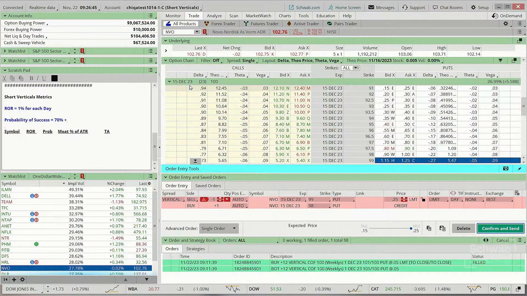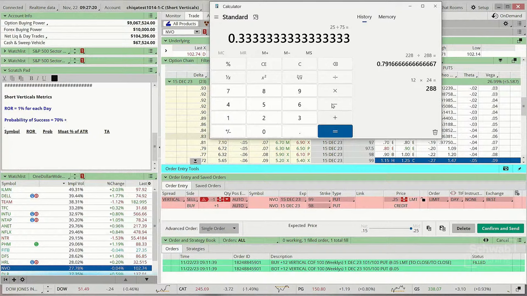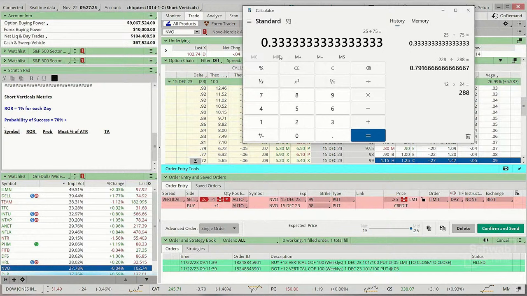So if we're able to capture this 25 cents, what would be our theoretical return on risk then? Let's pull up a calculator here and take a peek at that. 25 cents, our theoretical maximum loss on this is going to be the distance between the strike prices minus our credit of 25, so that's going to be 75 cents. So we'll take our theoretical max gain, which is going to be our credit, 25, and we'll divide that by our theoretical max loss of 75. That gives us a theoretical return of 33% over 23 days. So that gives us 1% for each day that we are in the trade.